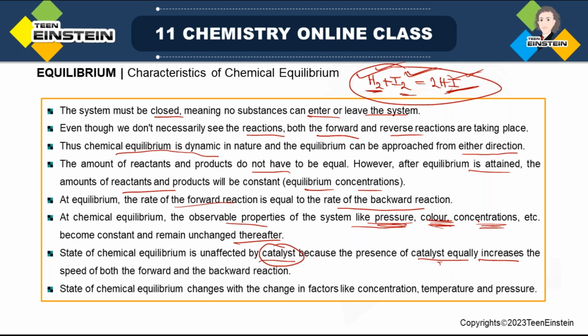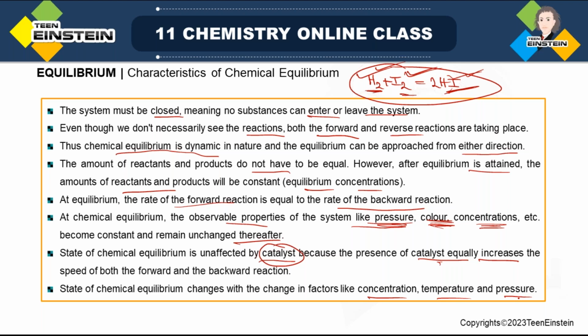But suppose forcefully you make some change, suddenly increasing the pressure, or changing the concentration of one of the species, or increasing the temperature. Now obviously it will have some effect on the chemical equilibrium. So the state of chemical equilibrium changes with the change in factors like these, not necessarily only these three; there are some more factors also. The details of how these factors affect chemical equilibrium will be discussed under the Le Chatelier principle. But if we externally, forcefully make some changes, then equilibrium will change.